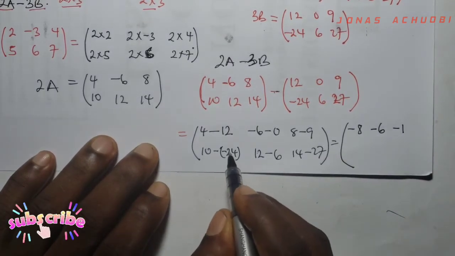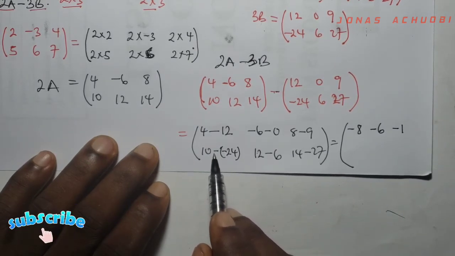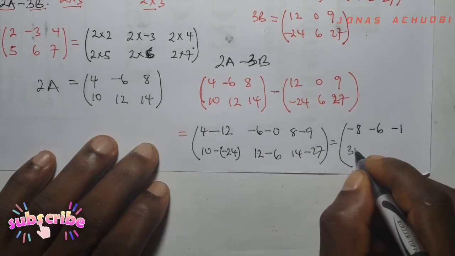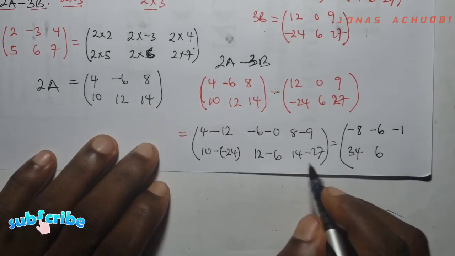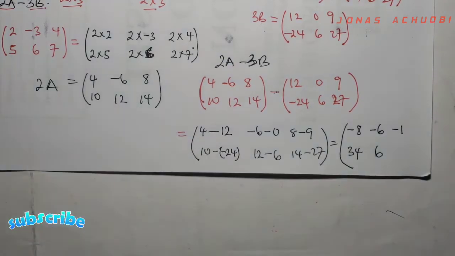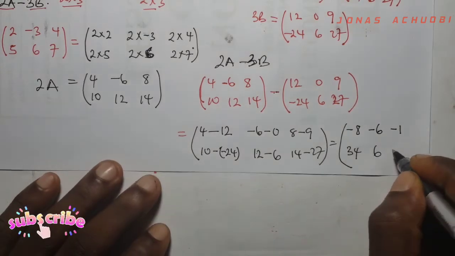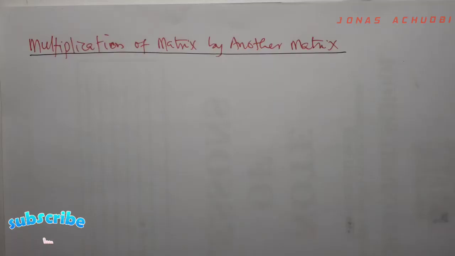10 minus 24. Now minus times minus is plus. So 10 plus 24 is 34. 12 minus 6 is 6. And 14 minus 27 is minus 13. So that is 2A minus 3B.